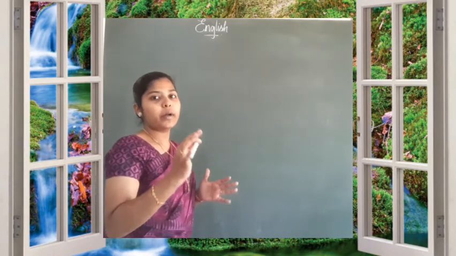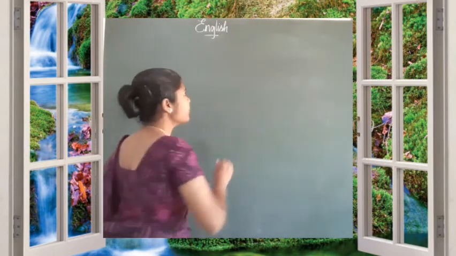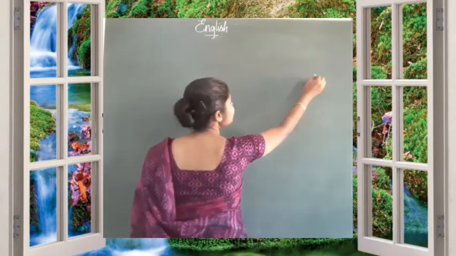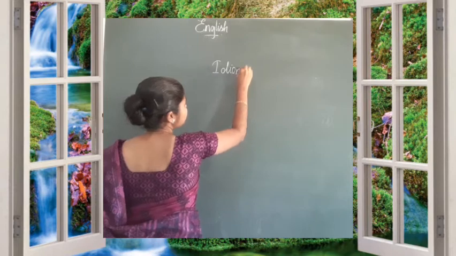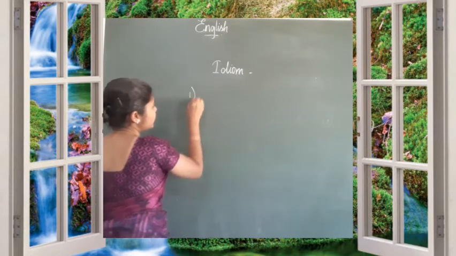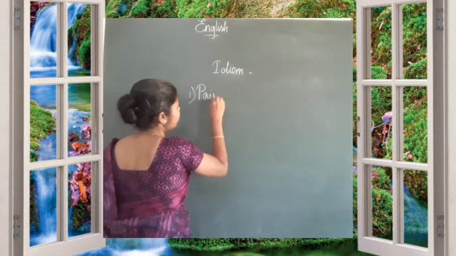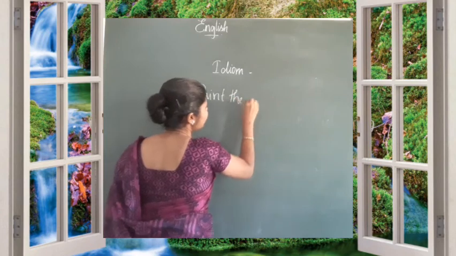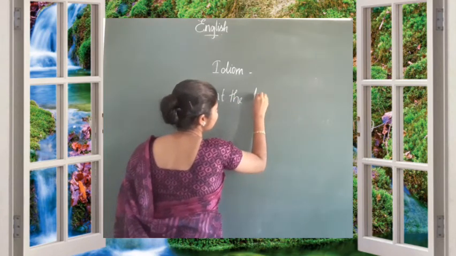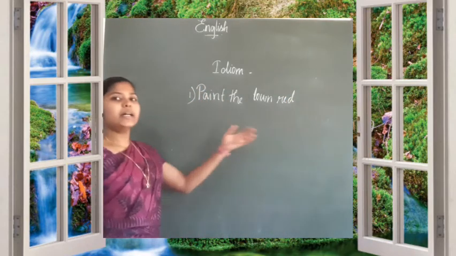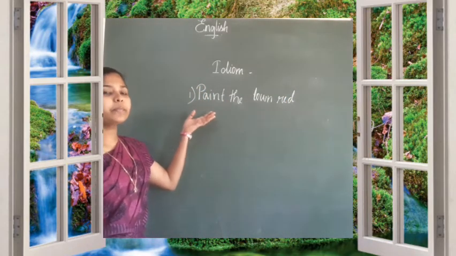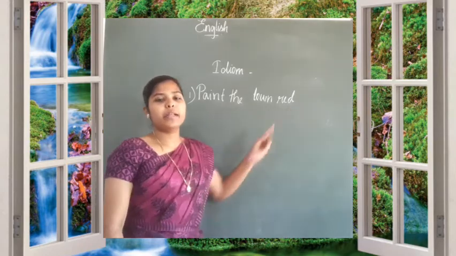Students, now you are going to take the notes. First put the date and write idiom. The first is paint the town red. This is the idiom. What is the idiom? Paint the town red.